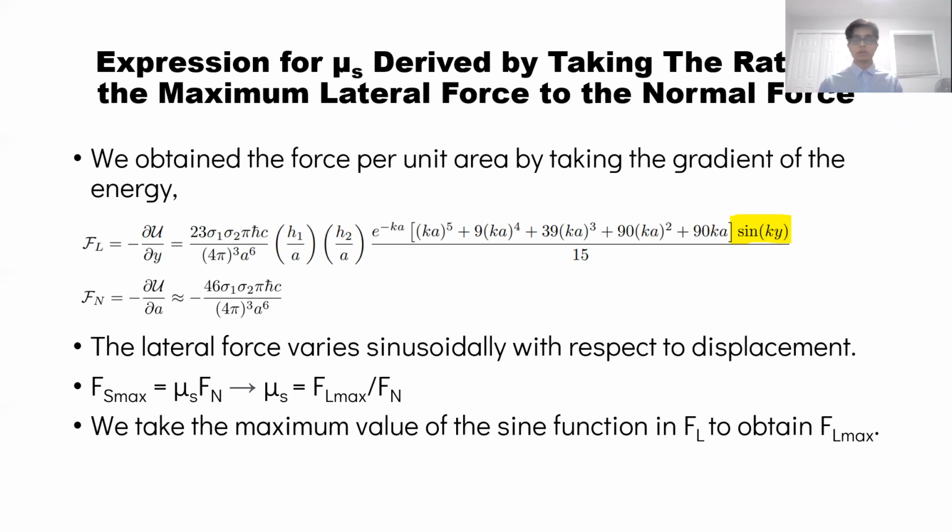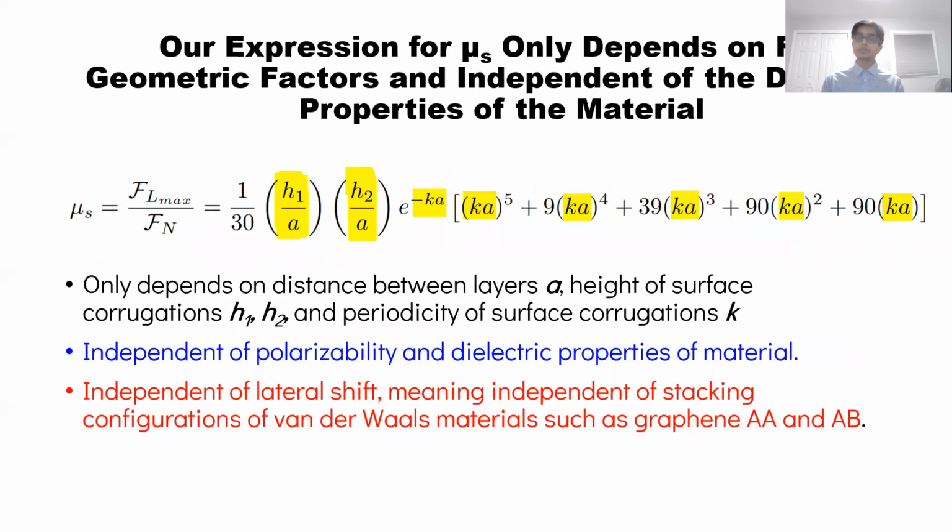To get the maximum value of Fl, we take the maximum value of the sine function in the Fl term, which is 1, and we multiply it by the rest of the Fl term, and that gives us Fl max. When we take the ratio of Fl max to Fn, we get an expression for the coefficient of static friction mu s, which is this.